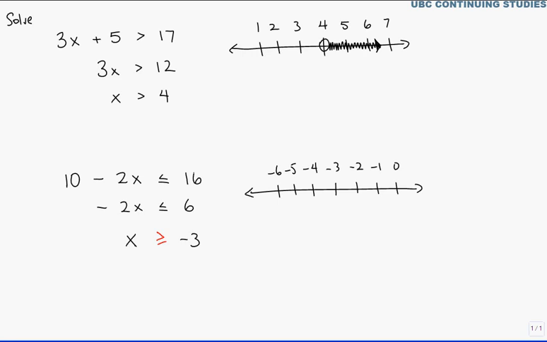So let's try 5, for instance. 3 times 5 plus 5. Now that's 15 plus 5, which is 20. 20 is indeed greater than 17. In other words, it makes it a true statement, so it should be part of the solution.